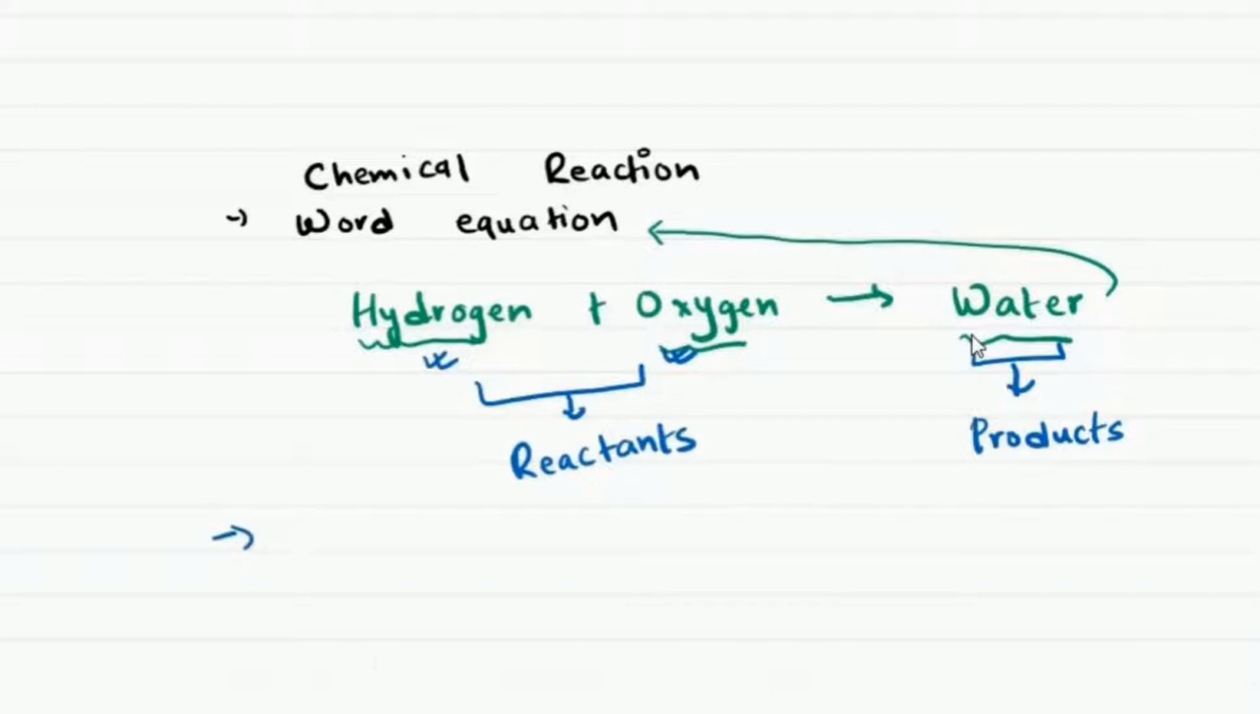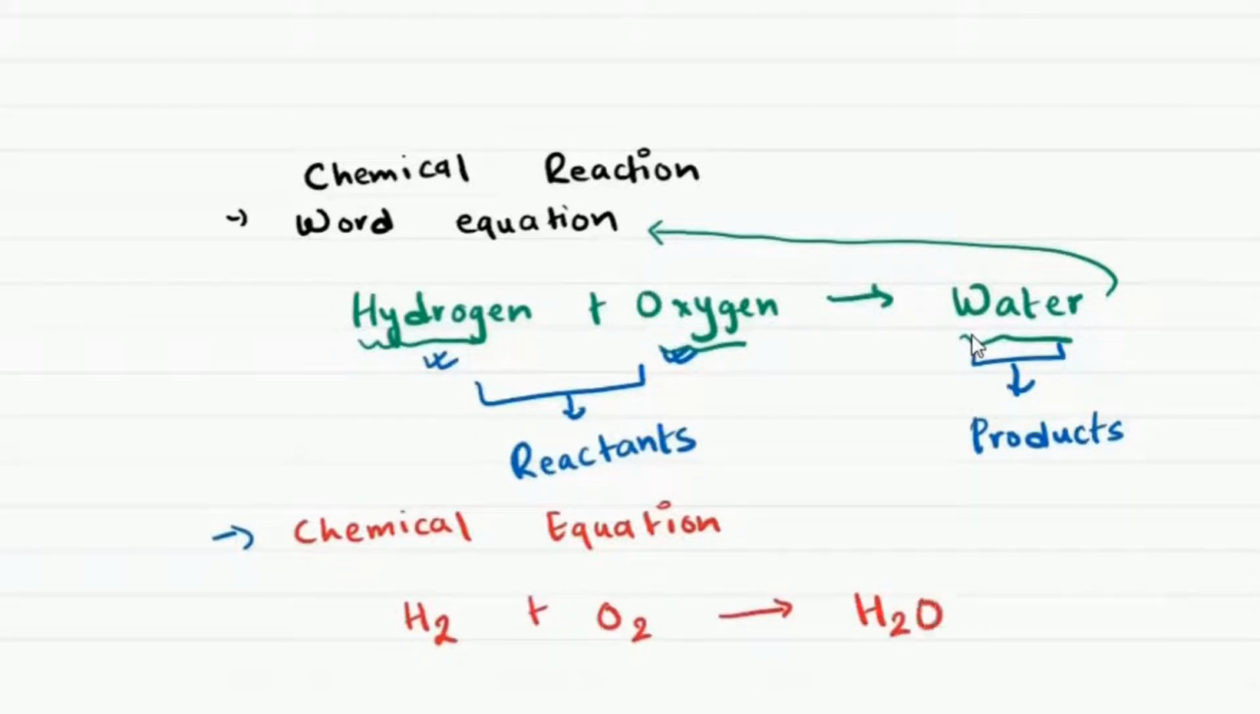In a chemical equation, we write the same chemical reaction, but we do not write the full names of the reactants and products. We just write the molecular formulas of the reactants and products, like hydrogen is H2, oxygen is O2, gives us water H2O. If you write the molecular formulas of the reactants and products to represent a chemical reaction, then that is known as a chemical equation.